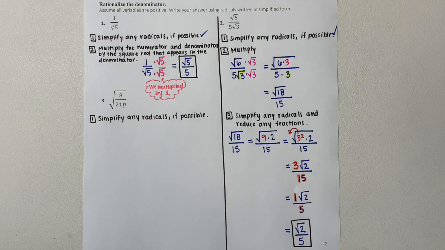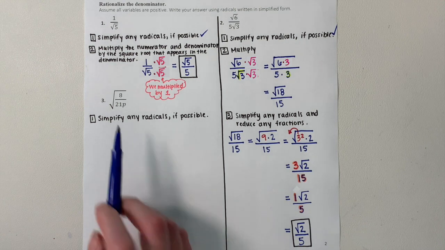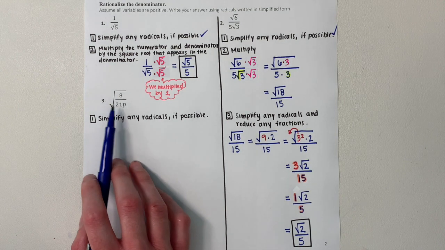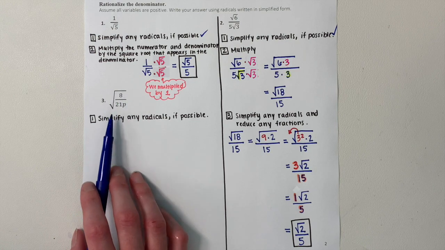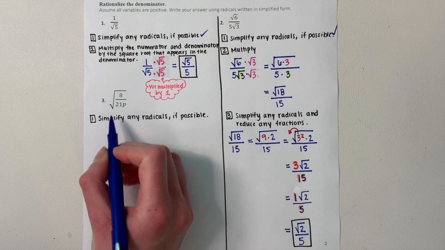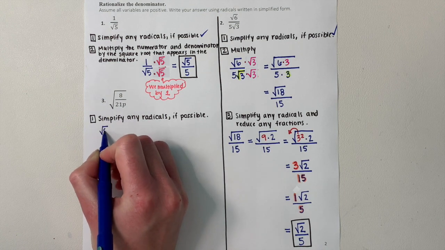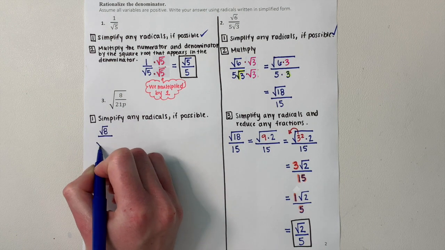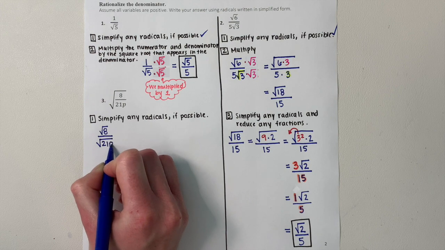We learned the quotient property of radicals in my 6.3 video. The quotient property of radicals says if you're dividing two quantities underneath a radical symbol, you can break that division apart into two separate radicals. So that would give us the square root of 8 divided by the square root of 21p.